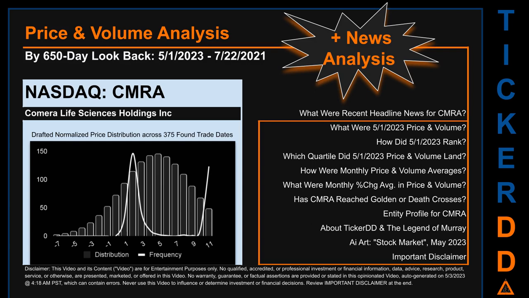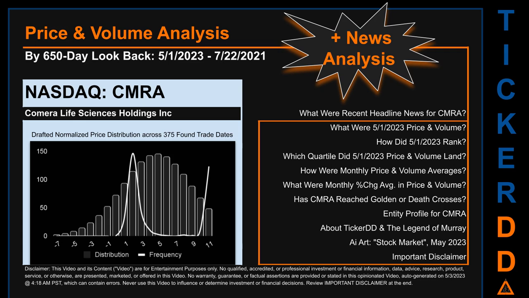Looking back 650 calendar days from Monday, May 1, 2023 to Thursday, July 22, 2021, we found 375 applicable trade dates for use in our analysis. The chart shown on this page is our initial attempt at studying the price for CMRA after dynamically normalizing price distribution across those discovered trade dates.